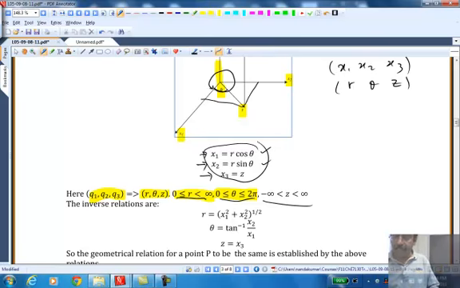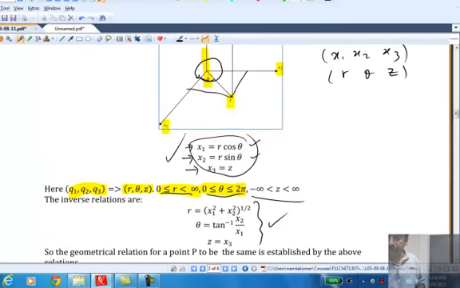Okay? And I said there is an inverse relation too. Meaning if you give me r, theta, z, I can calculate x1, x2, x3 from here. But if you give me x1, x2, x3, how do I calculate r, theta, z? The inverse relationship. Okay? So r equals the square root of x1 squared plus x2 squared, theta equals tan inverse of x2 over x1, z equals x3.